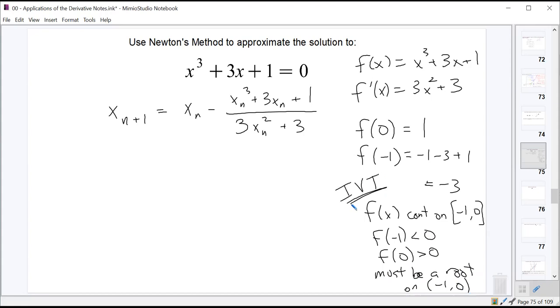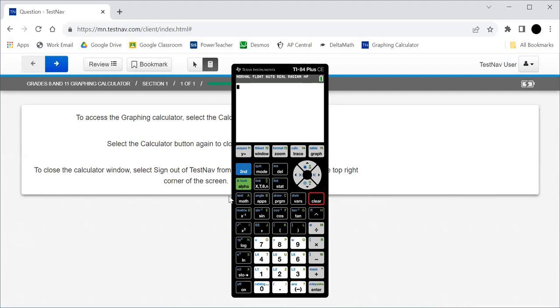And so using that, we should then be able to say a good first guess, let's say x naught, should be negative about 0.5, just something right there between negative 1 and 0. And so what we're going to do then is we're going to use our calculator to approximate this. So we're going to go back into our graphing calculator here. And there's a little series of steps that we're going to need to take here.